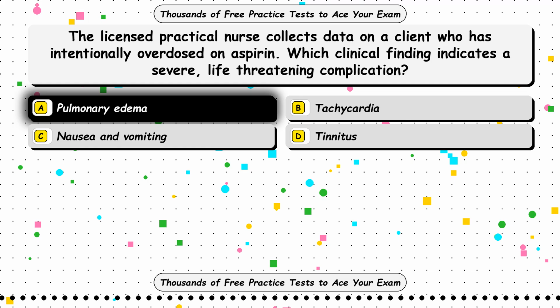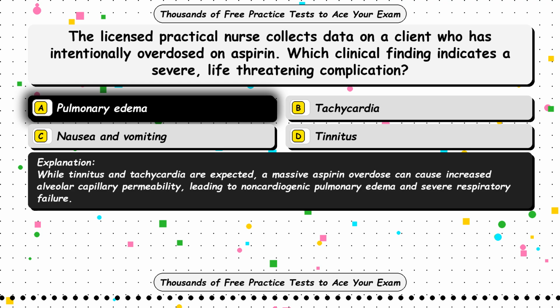The correct answer is option A, pulmonary edema. While tinnitus and tachycardia are expected, a massive aspirin overdose can cause increased alveolar capillary permeability, leading to noncardiogenic pulmonary edema and severe respiratory failure.